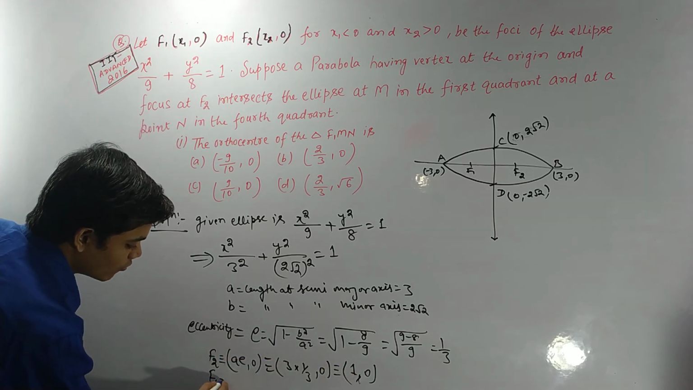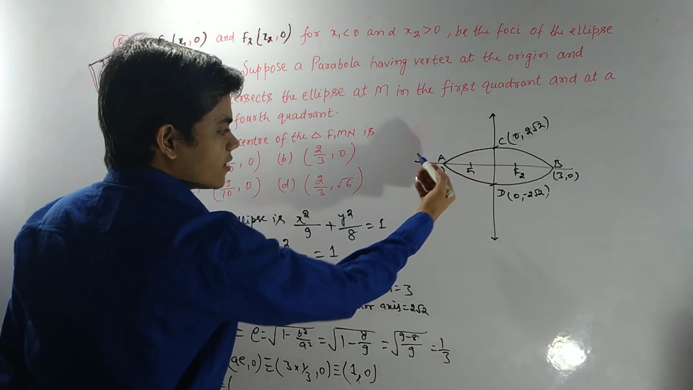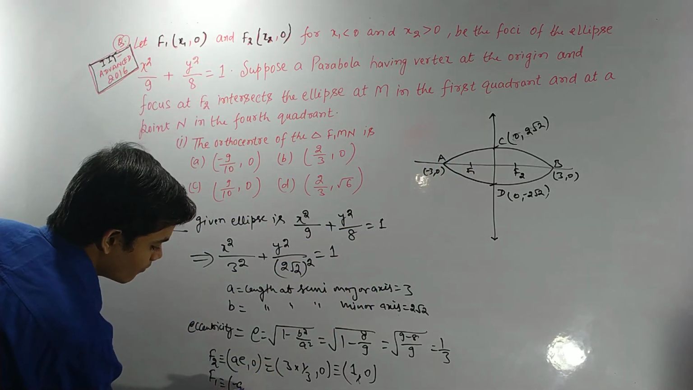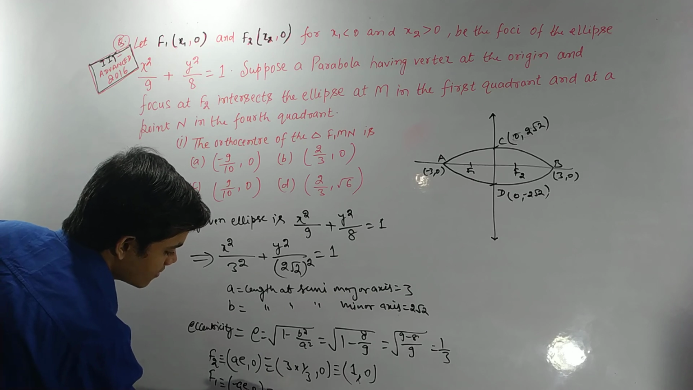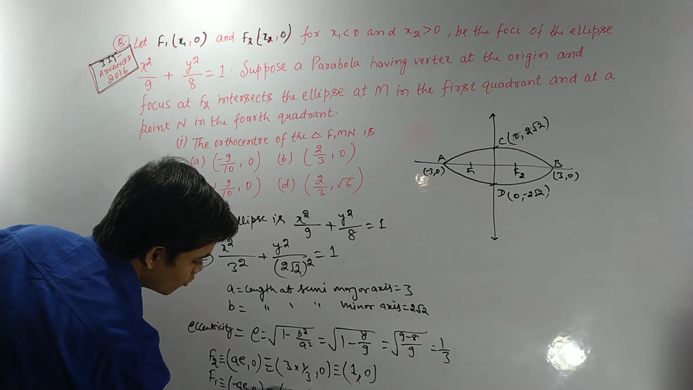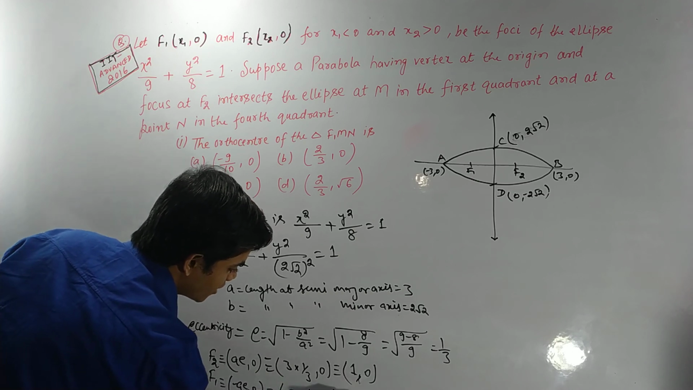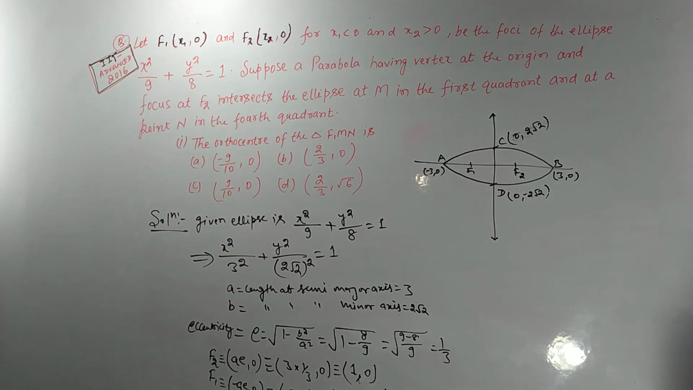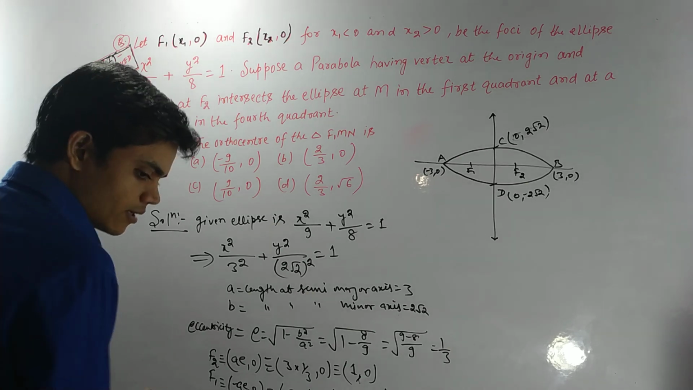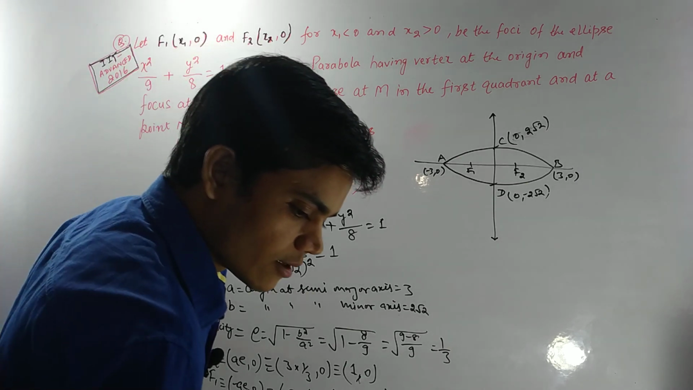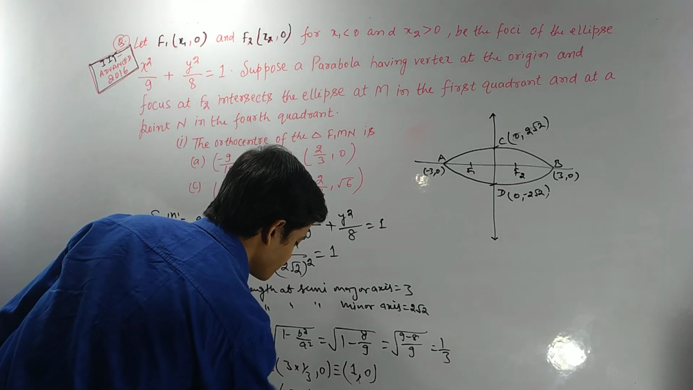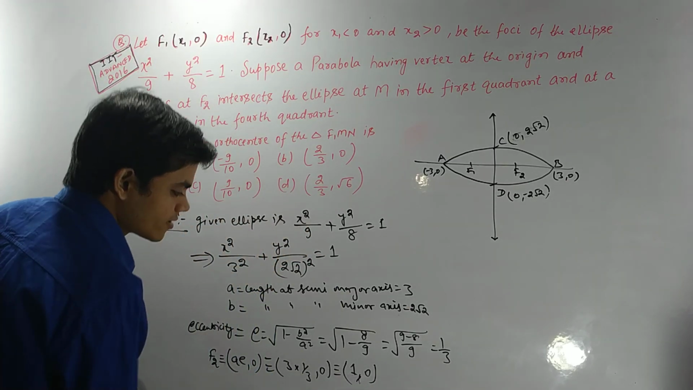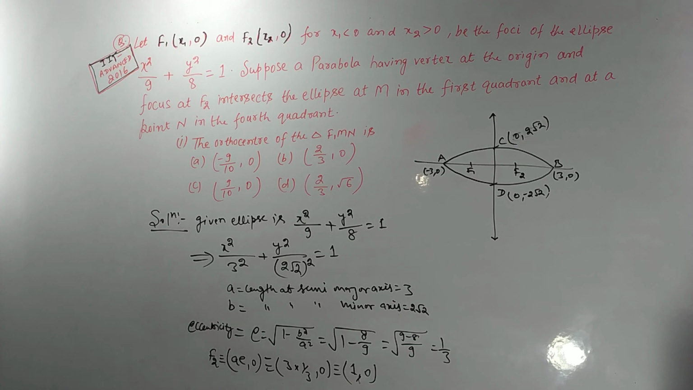And what about F1? Certainly this is on the negative x-axis, so this would be (minus ae, 0). So from here, (minus 3 into 1 by 3, 0), which implies (minus 1, 0). Is this all right? Let me write again. I think your F2 is clear.